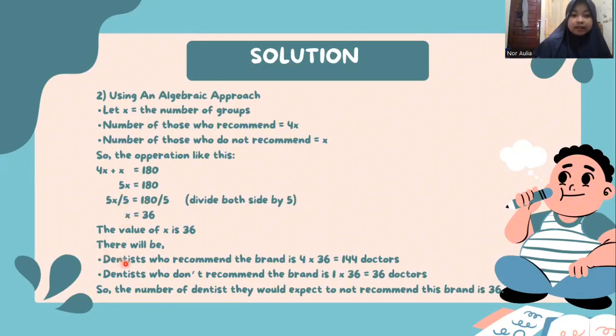The dentists who recommend the brand: 4 times 36 equals 144 doctors. And the dentists who do not recommend the brand: 1 times 36 equals 36 doctors. So the number of dentists we would expect to not recommend this brand is 36.